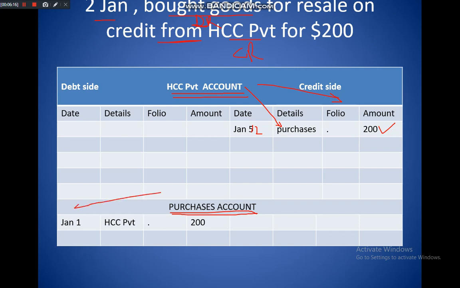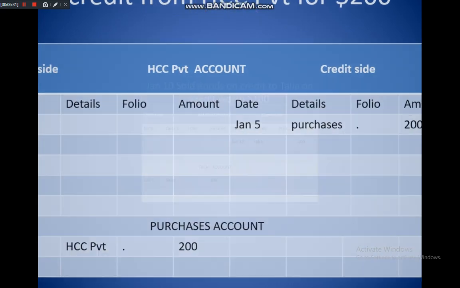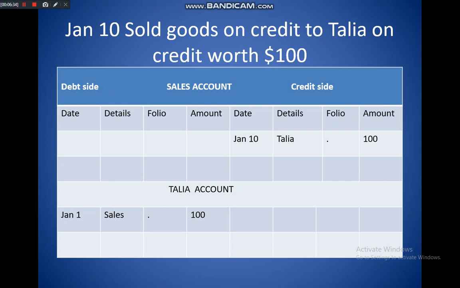You write the date of the transaction. This is actually 2 January, so it's 2 January. The purchases account received, this is actually from this one, then the amount. Okay, I want to do this one again for you. You leave space, we move on to the other example, then I want you to do the rest.